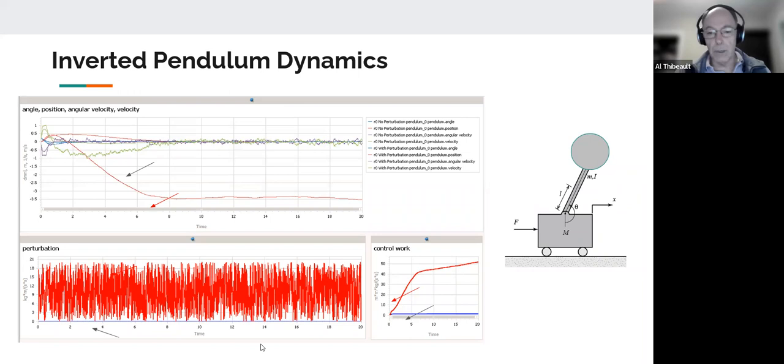So the message here is that even though the cart is stabilized and the pendulum is staying vertical, because there's ongoing perturbations, the control work continues to increase. So there's the level, right? So we're seeing the constant increase in energy required to keep things stable, and that's the value chain.